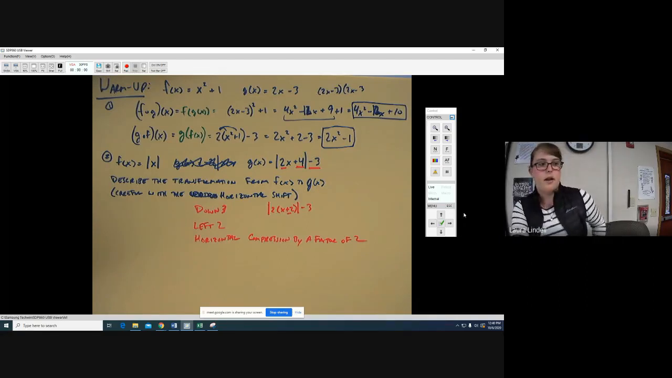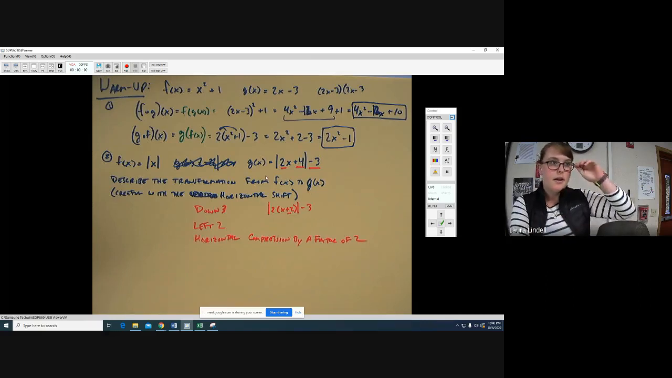Anyway, so again, with things like this where you're describing transformations, it's always a good idea to graph both functions and make sure that they're doing what you think that they are doing, or they're doing what you have written down.